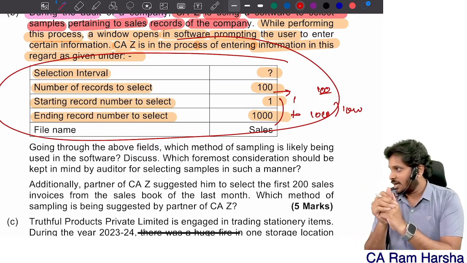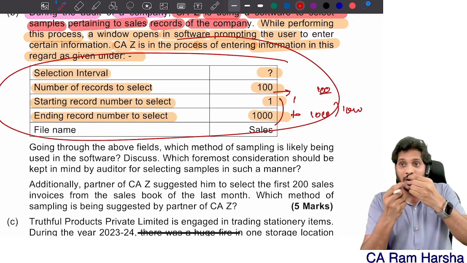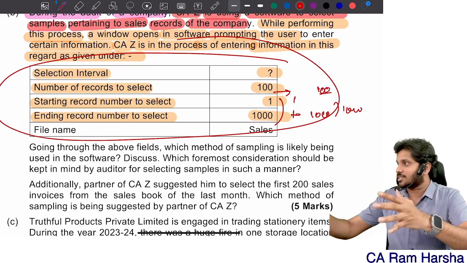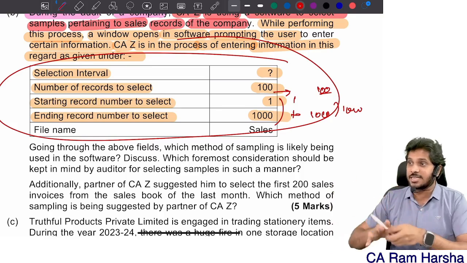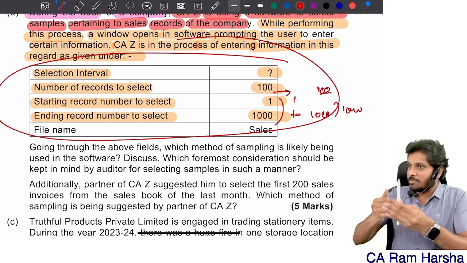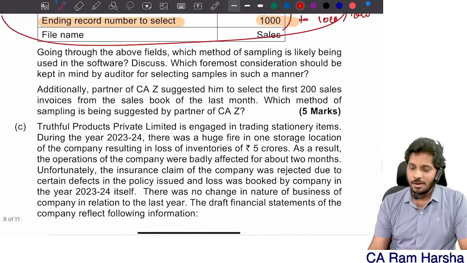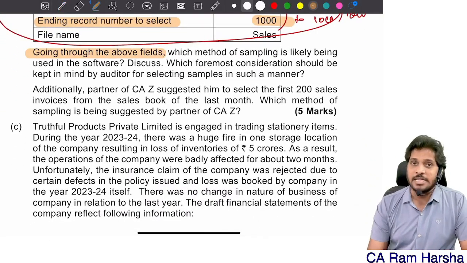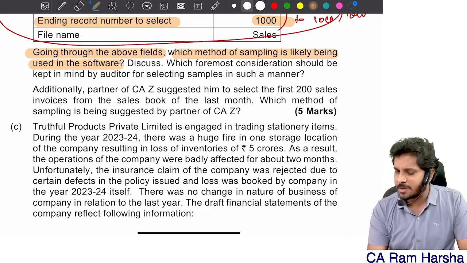We have seen that interval sampling can be used by the auditor provided the interval does not resemble any pattern of transaction. What is a pattern of transaction? Maybe at every 10th or 100th transaction, the entity records some expenditure. So your interval shall not match with that pattern. Are you getting it? So going through the above fields, which method of sampling is likely being used in the software? Interval sampling, which is also called systematic sampling.